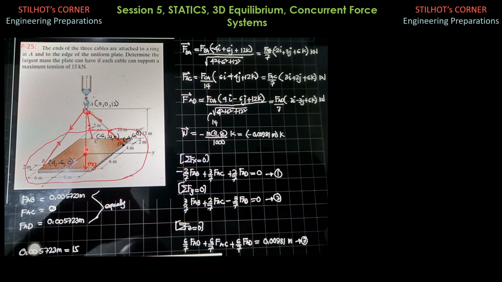So therefore, in our analysis, the tension which is expressed in terms of the mass of the plate, and if it is the highest, should be the critical cable, and therefore we should equate that to 15 kilonewtons. So from there we can solve for the largest mass that the plate can have. So this is the free body diagram. Let's consider the lower part of this FBD.